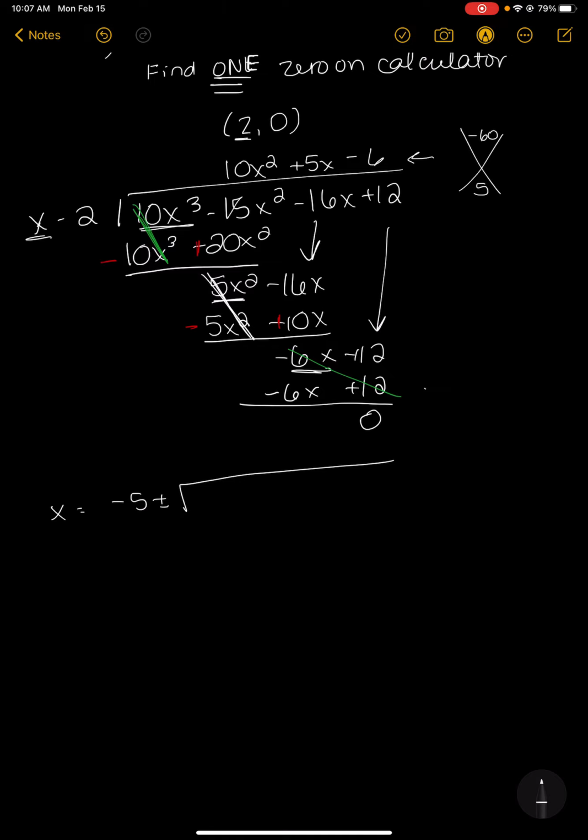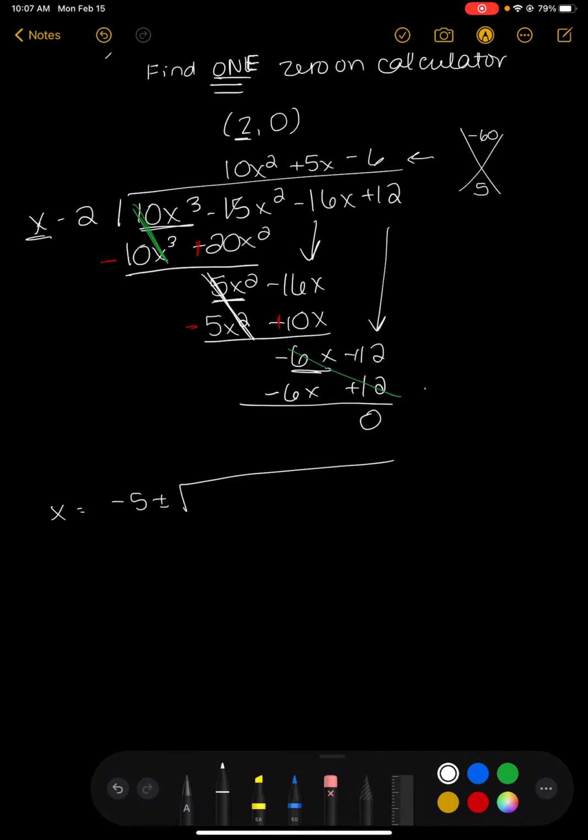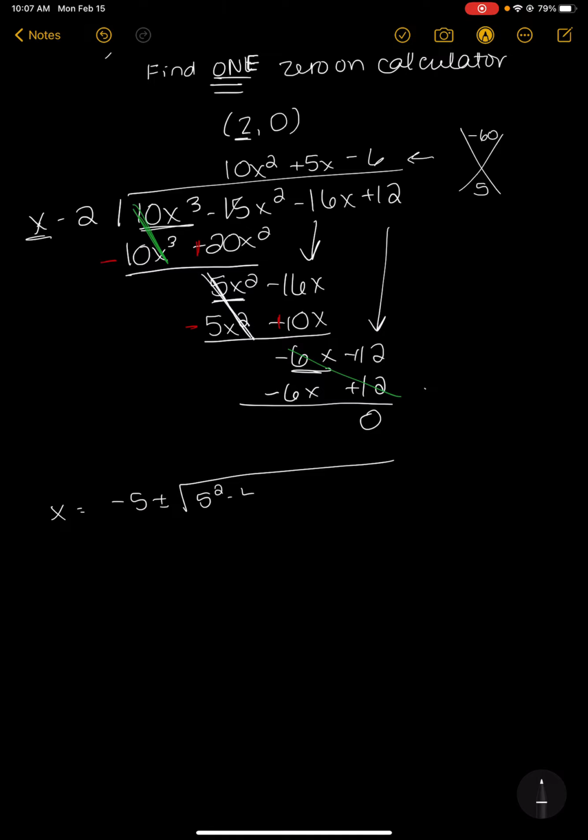So we've got negative 5 plus or minus the square root of b squared, so 5 squared minus 4 times a, which is 10, times c, all over 2 times a. And so once you solve and simplify that, you'll get your solutions. So let's see if we can solve that all the way, see if we can get it simplified. Hopefully you are able to do that.